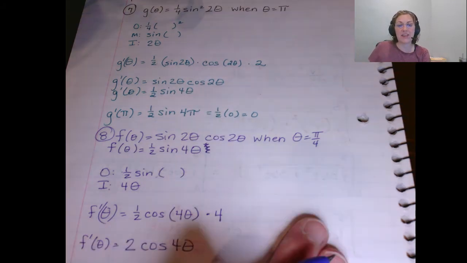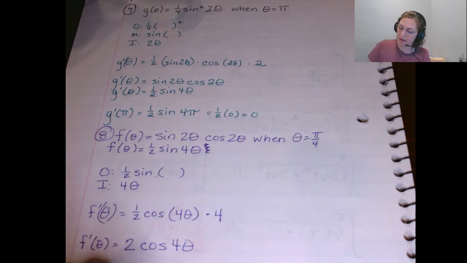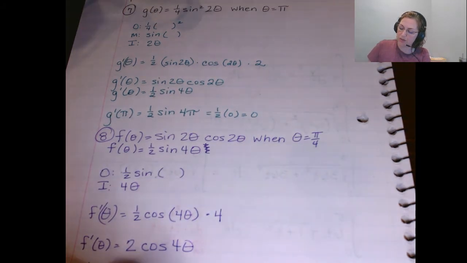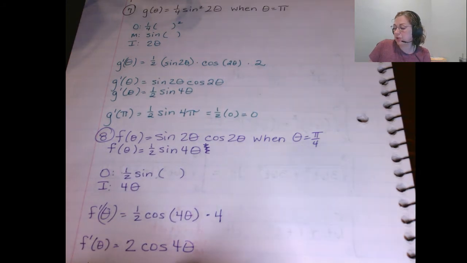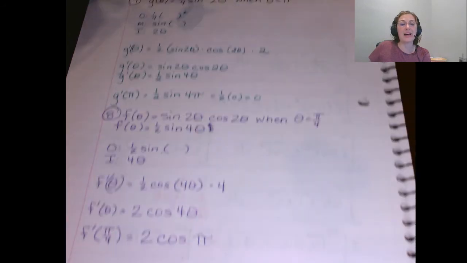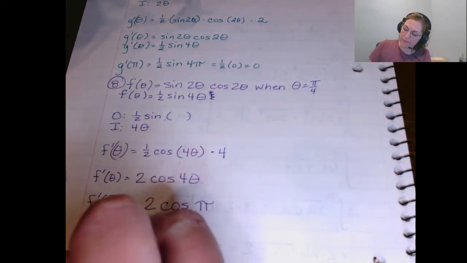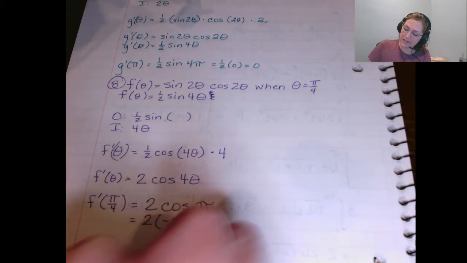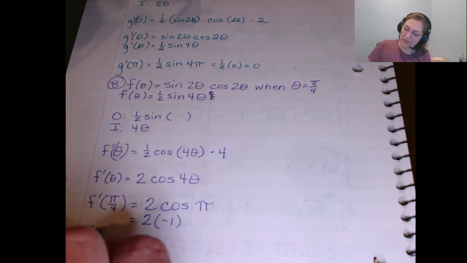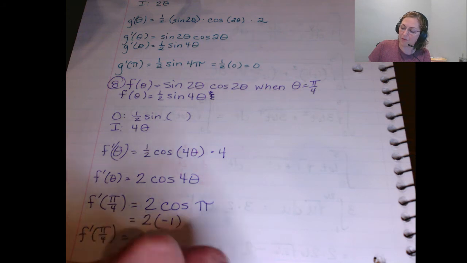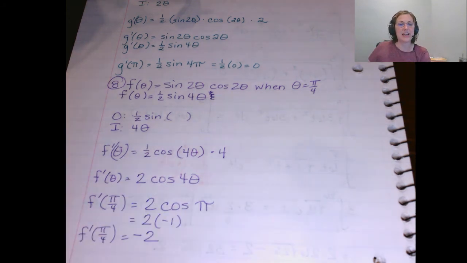And now we're looking at that value when theta is pi over 4. So we'll substitute in pi over 4. So we're really looking for 2 cosine of pi. Cosine of pi is -1. And so we know that the derivative of f here at pi over 4 is -2.